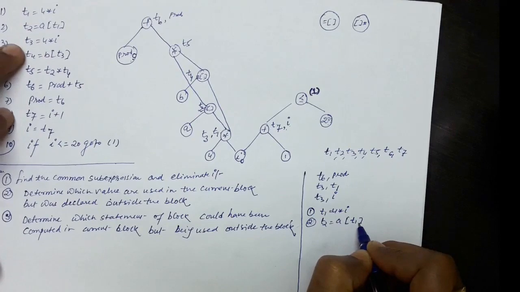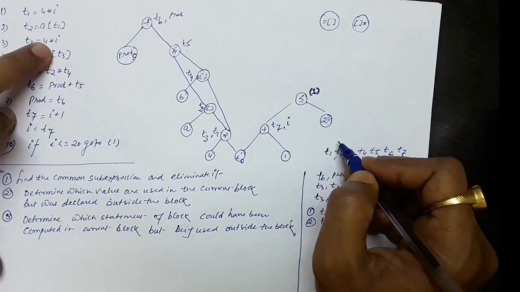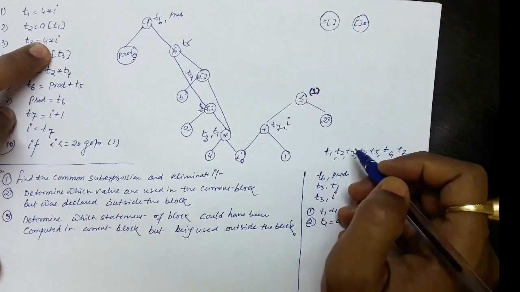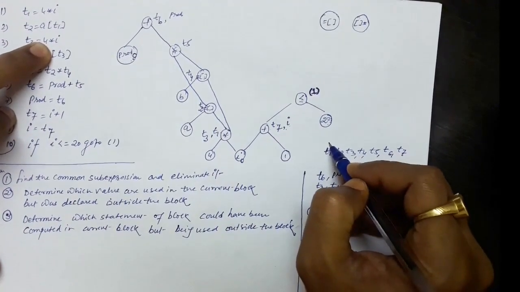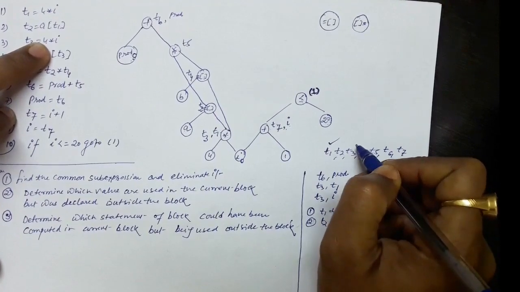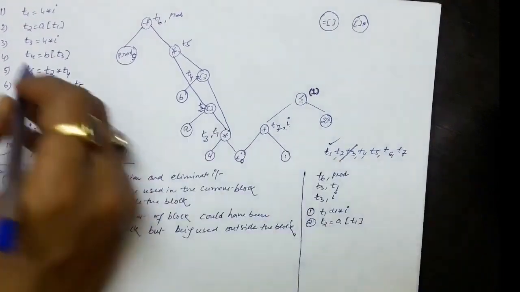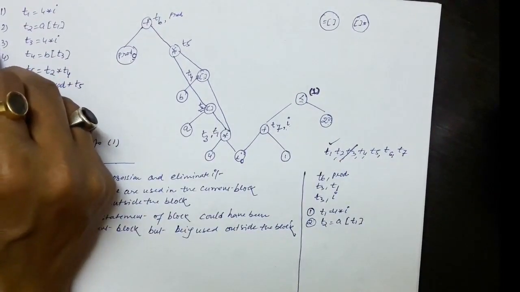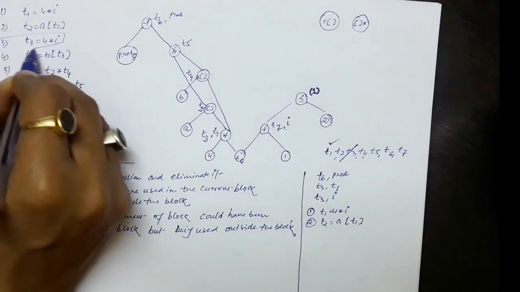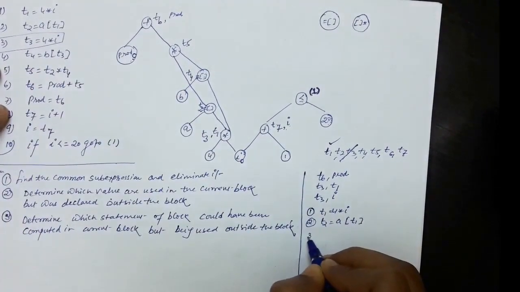The third statement says that T3 equals 4 multiplied with I. So we already computed this 4 multiplied with I, which was assigned to T1. So now T3 has no requirement. So we can eliminate this T3, and similarly we can eliminate this statement also. So this statement is not required. So we're going to write the next statement then.